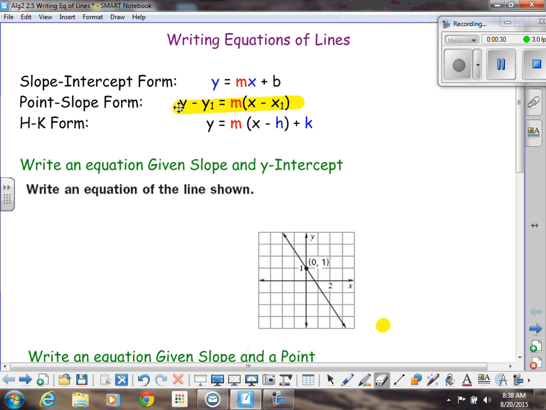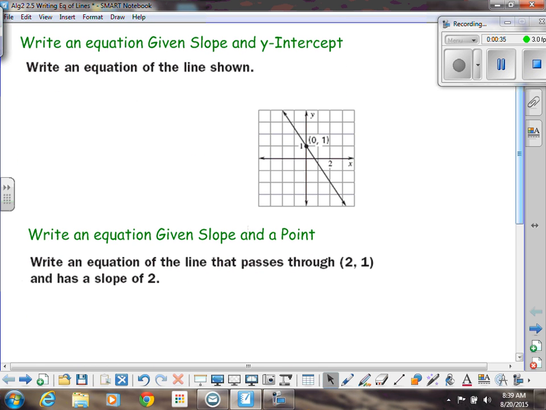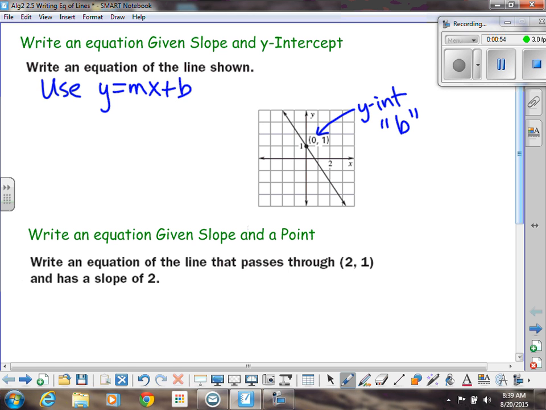All of these we can use to write equations of lines. So let's look at this first example. Notice that I'm given a graph, and in the graph I can see very clearly that this is my y-intercept. And if I know that I have my y-intercept, that's like your b. So whenever you have your y-intercept, use y equals mx plus b. That's going to be the easiest form to use. So use this if you know the y-intercept. Okay?